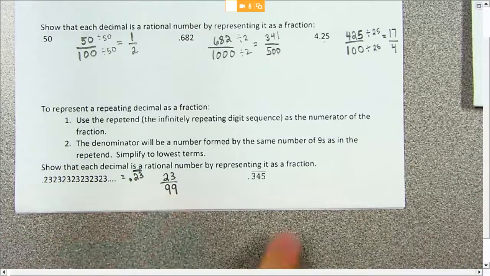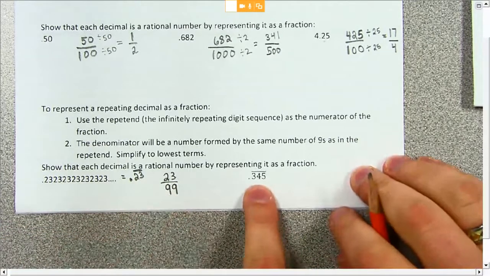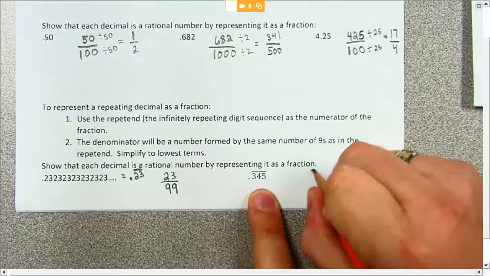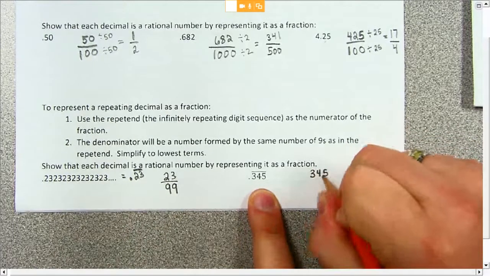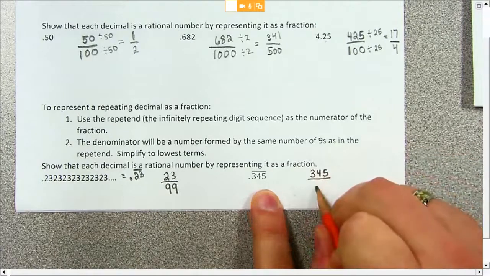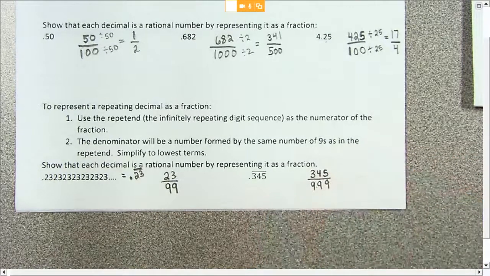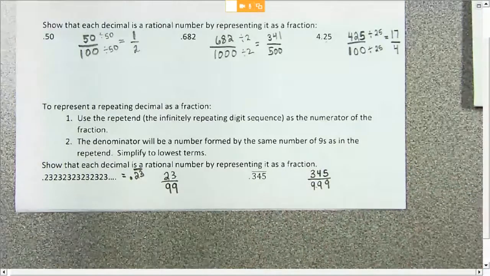Sound good? Okay, so what is the repetend of 0.345 with a line over it? 345. So I'm going to write 345 as the numerator. And how many 9s should be in the denominator? 3. 999. That's it, and it works.